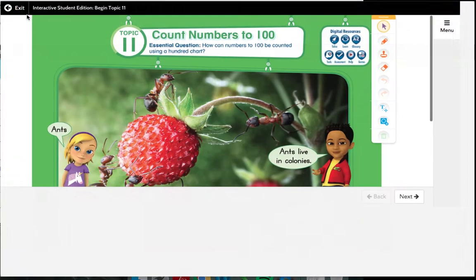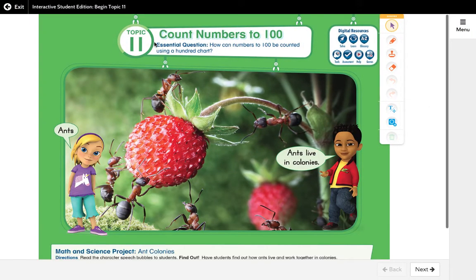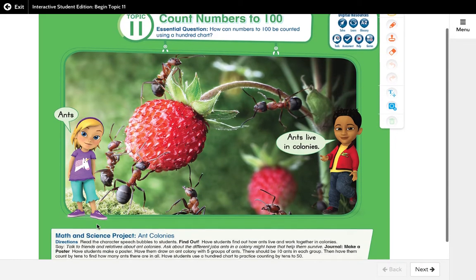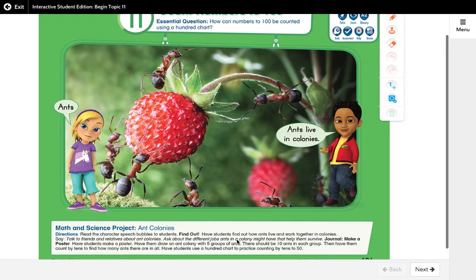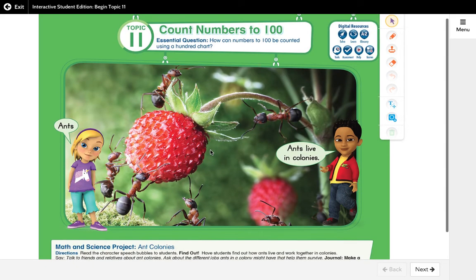Okay, everybody, so our new math lesson is topic 11, and this introductory page right here just has the students looking at the picture and answering these prompts as you guys are kind of incorporating some math and science today. So it looks like today's is about ant colonies. So go ahead and read through the bottom here with your kiddo. Again, it's like an introductory problem, but really what we're going to be working on is our numbers to 100.